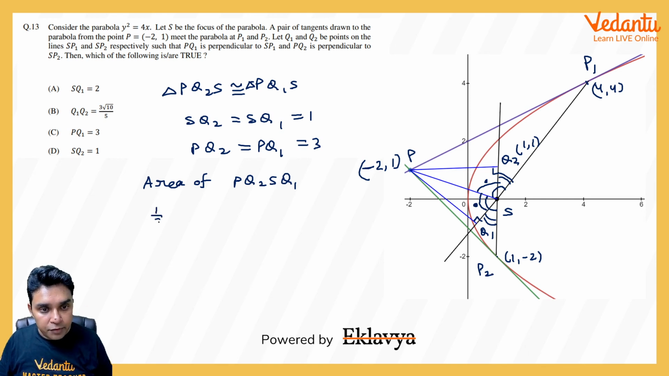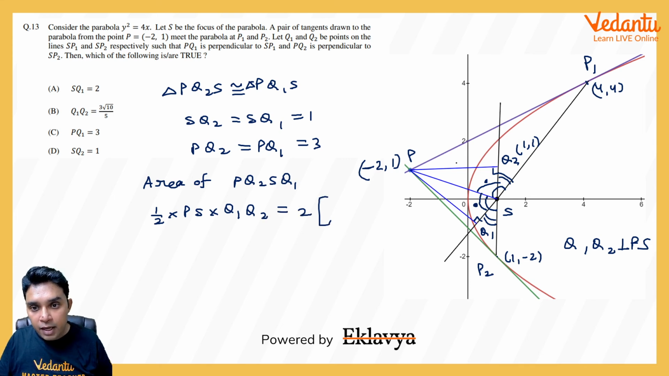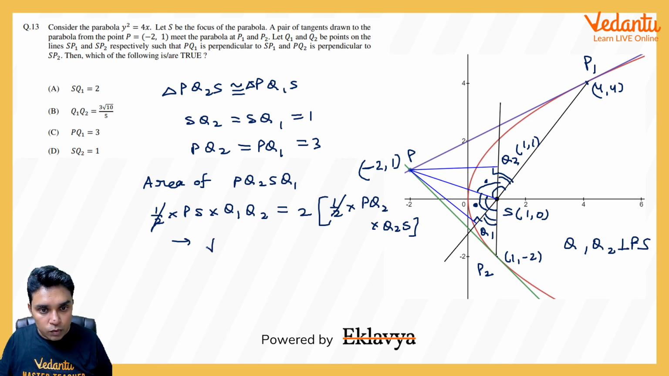One will be half into product of the diagonals. Why I am saying diagonals? Because these two diagonals will be perpendicular to each other. See, it's a kite, so Q1 Q2 has to be perpendicular to PS. So here half into PS into Q1 Q2, okay, that has to be equal to 2 times the area of two triangles, which are 1 by 2 into base, you can take PQ2 into Q2S. Okay, let us see how much we are getting. This half I can cancel. PS is direct from the distance formula. So it will be 3 square plus 1 square, I think root 10.